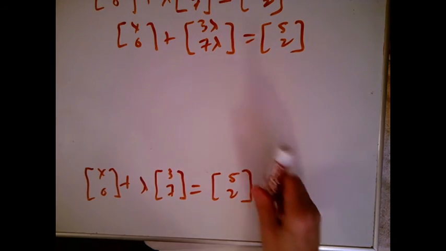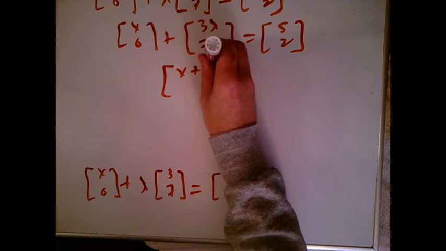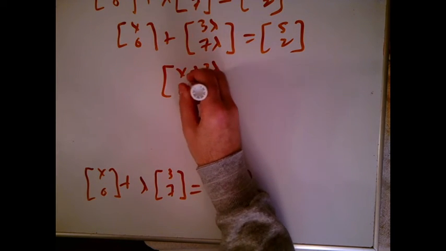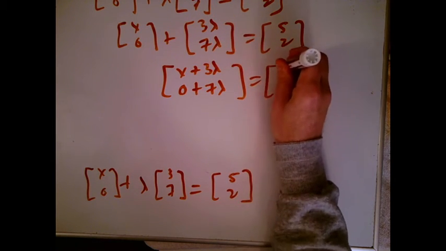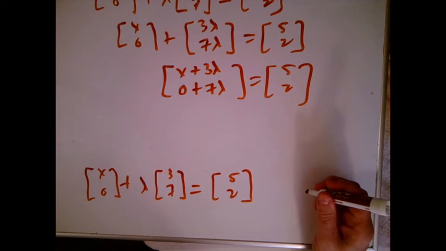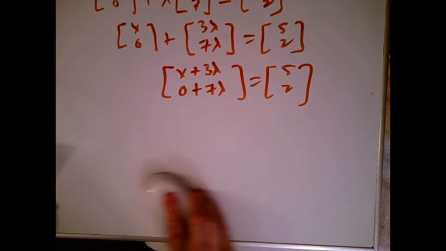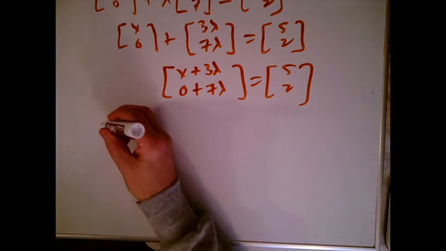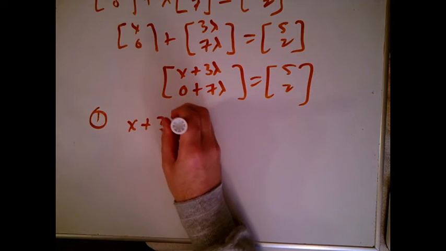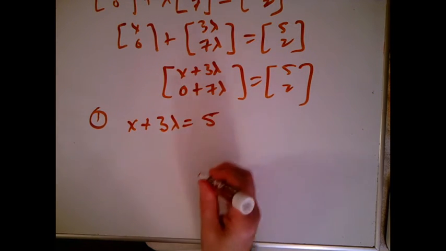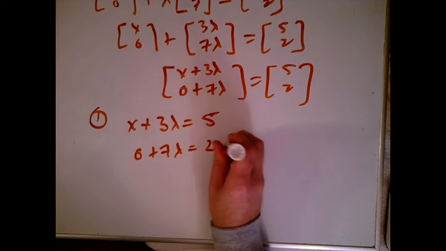What does it mean to add two vectors? We add their components, so this is x plus 3 lambda, and this is 0 plus 7 lambda, equals (5, 2). What does it mean for two vectors to be equal? It means their components are equal. And finally, we can write down the equations we need. So equation 1 would be x plus 3 lambda equals 5, and 0 plus 7 lambda equals 2.